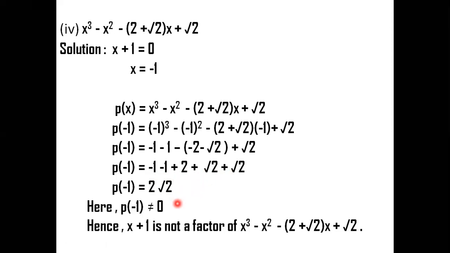And here also the answer is not 0. P of minus 1 is not 0, but instead it is 2 root 2. So what is the conclusion? That x plus 1, from where we got minus 1, is not a factor of x cubed minus x squared minus (2 plus root 2) x plus root 2. So you must have observed over here, however the question may look like, the steps remain the same. So it is important for you to understand the concept rather than getting worried about the mathematical question.